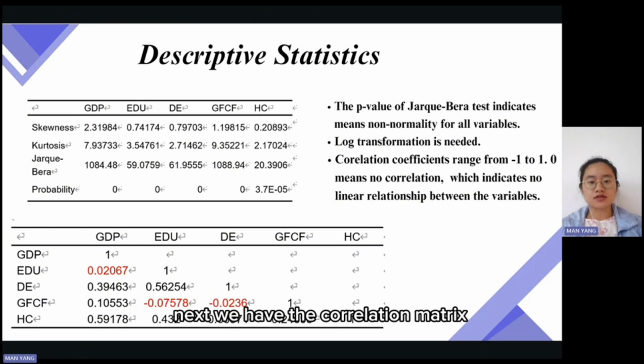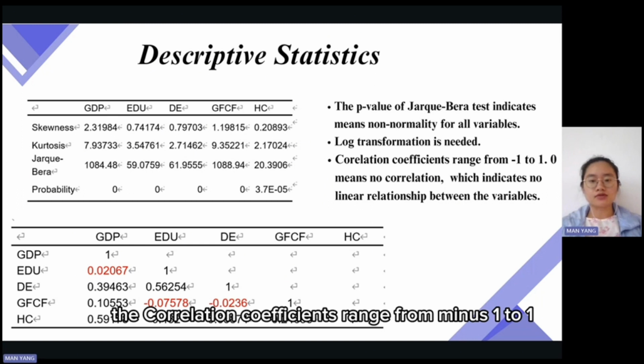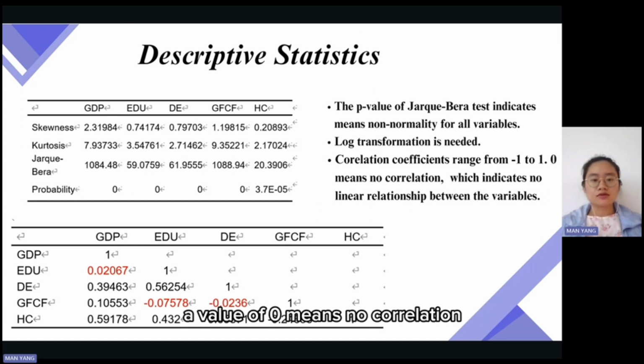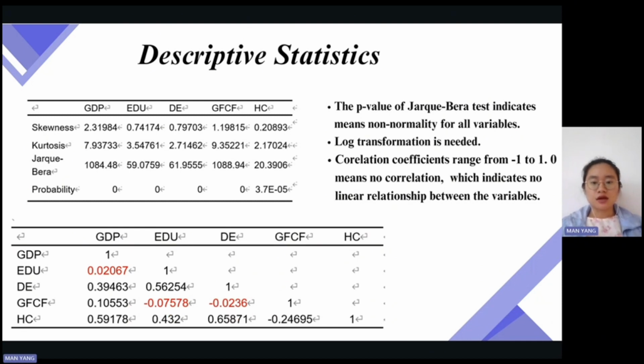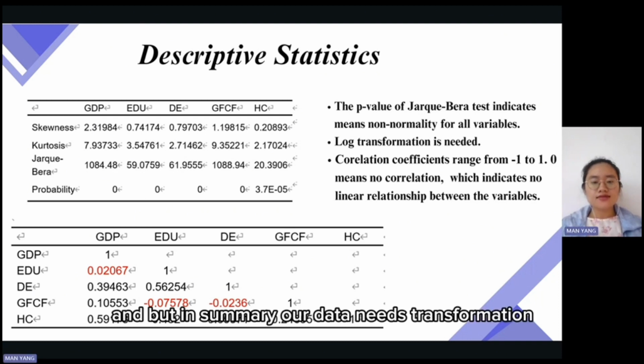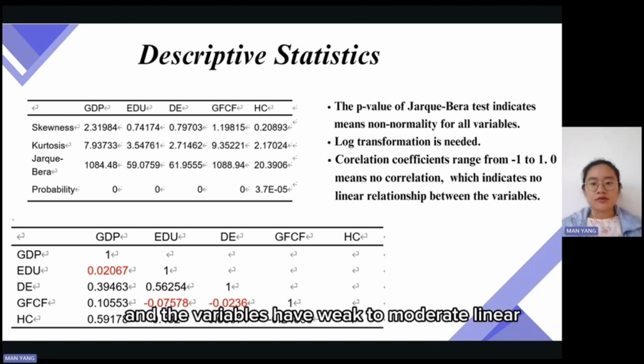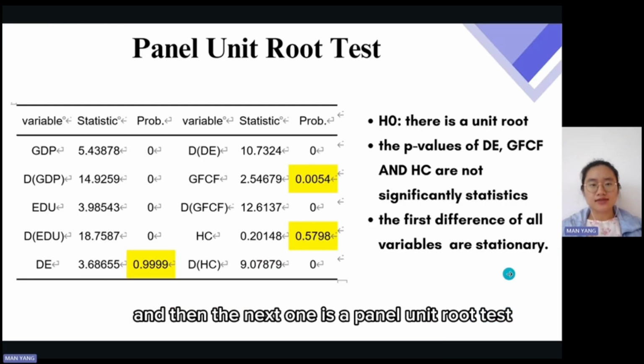Next, we have the correlation matrix. The correlation coefficients range from -1 to 1. A value of 0 means no correlation. We can observe that there are low to moderate correlations among the variables, which suggests that there are no multicollinearity problems. In summary, our data needs transformation due to non-normality, and the variables have weak to moderate relationships. And the next one is the panel unit root test.